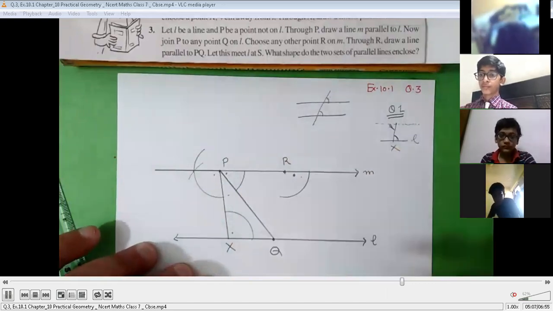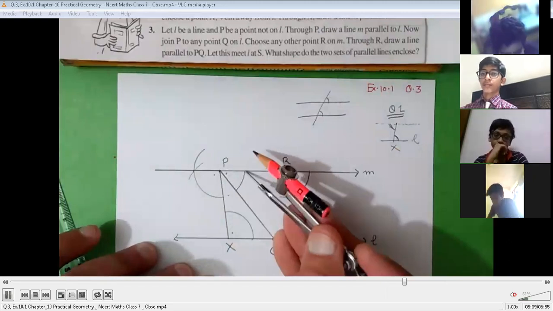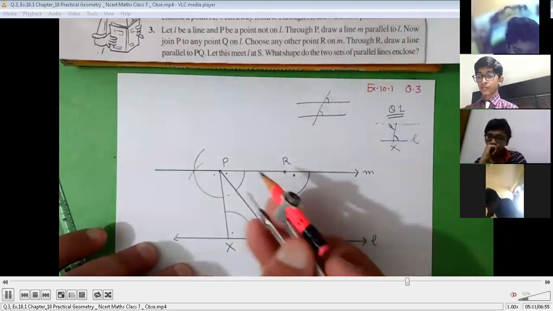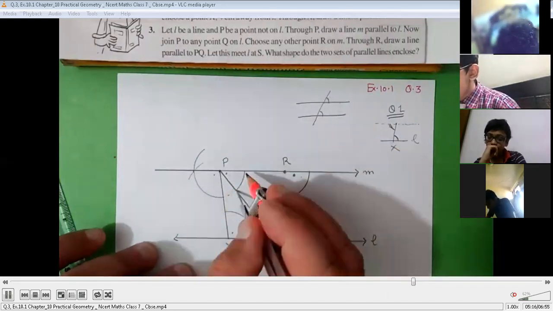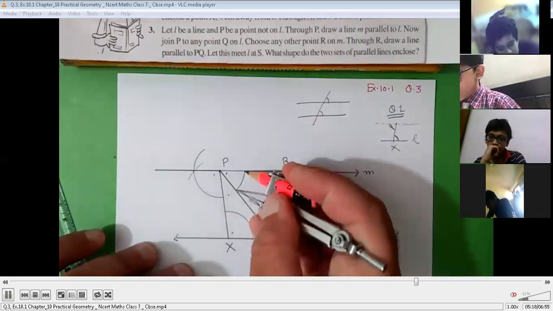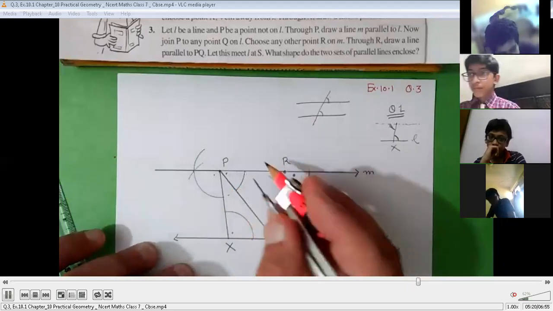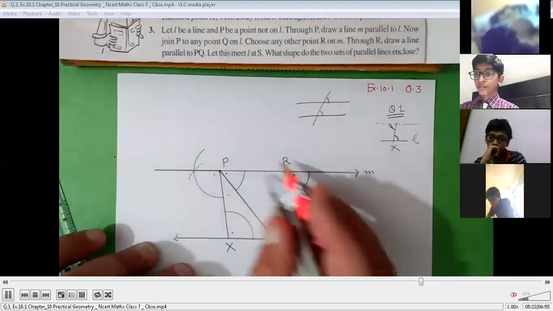As we have done with alternate interior angles, we have to measure these two arcs. Same in case of P also, we will measure this arc. You have to measure this arc like this.